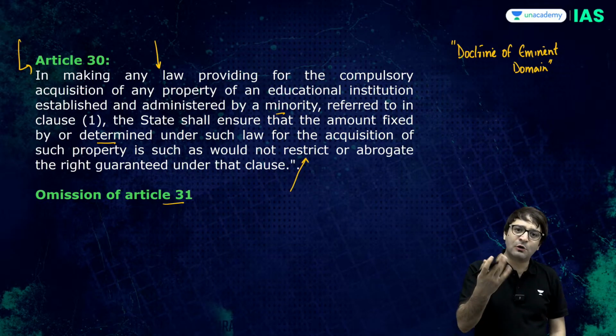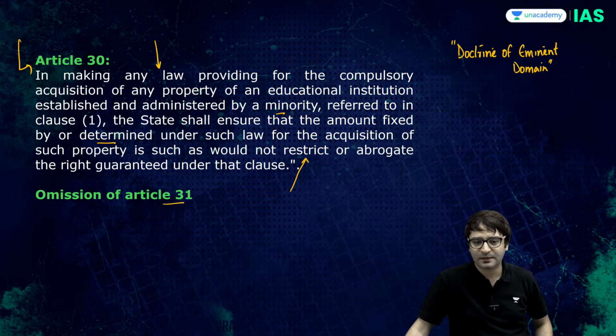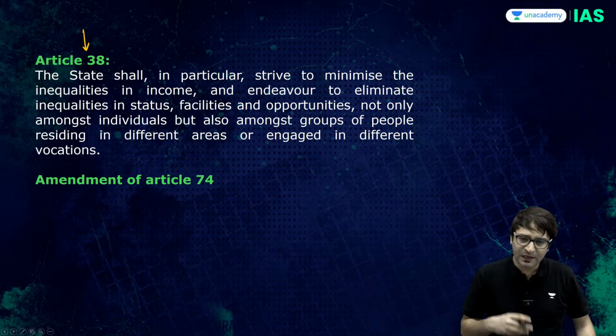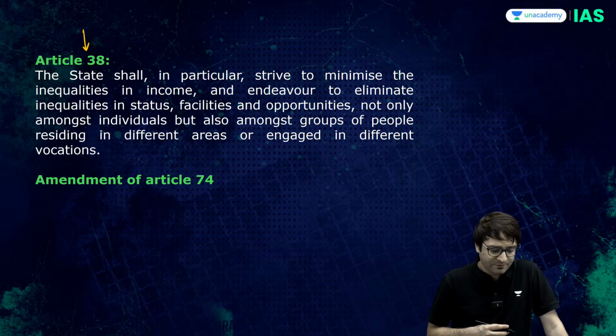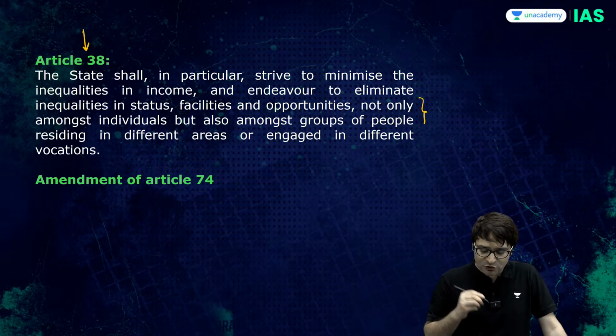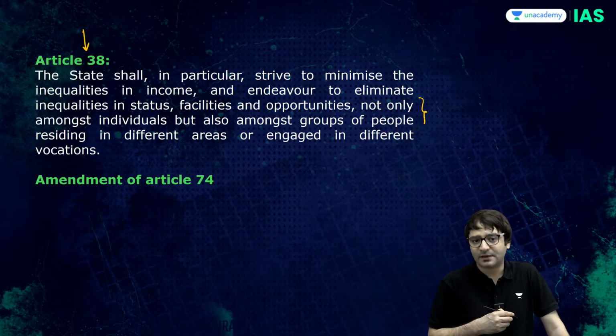Article 31 got omitted, deleted because of the 44th Constitutional Amendment Act. Not just that, Article 38 got added. Another clause to Article 38 got added, which said the state shall, in particular, strive to minimize the inequalities of income and endeavor to eliminate inequalities in status, facilities and opportunities, not only amongst individuals, but also amongst groups of people residing in different areas or engaged in different vocations. This directive principle got added because of the 44th Amendment.